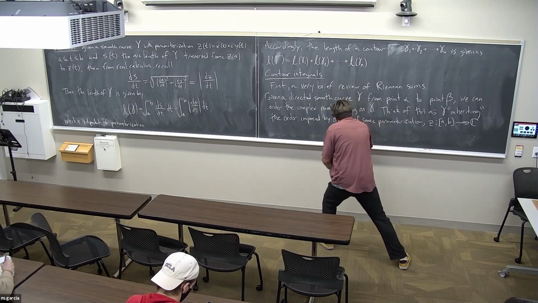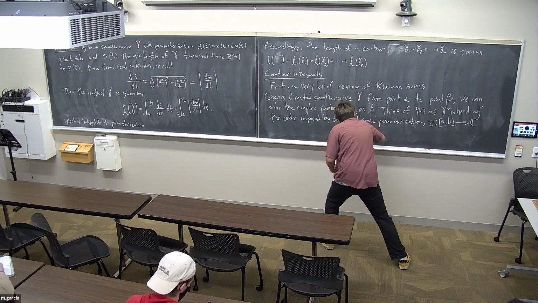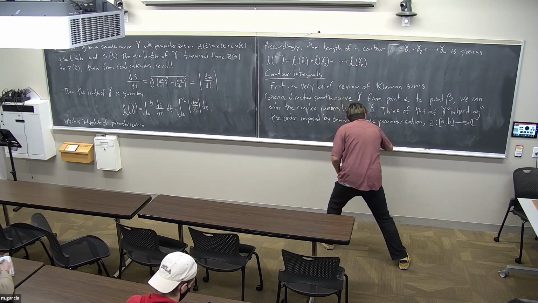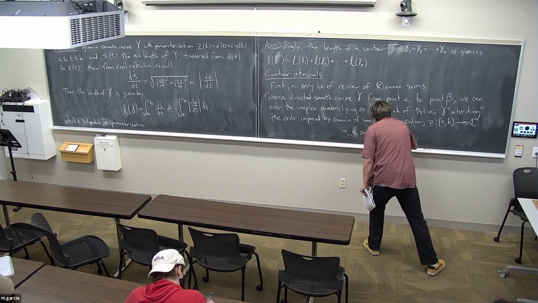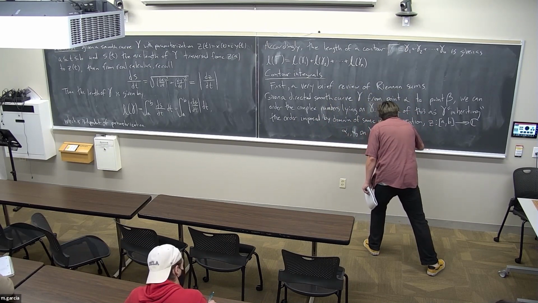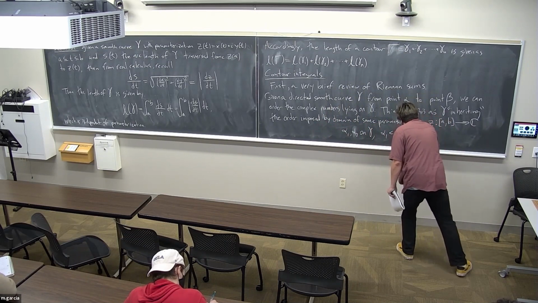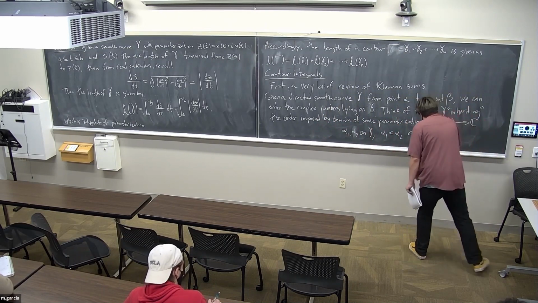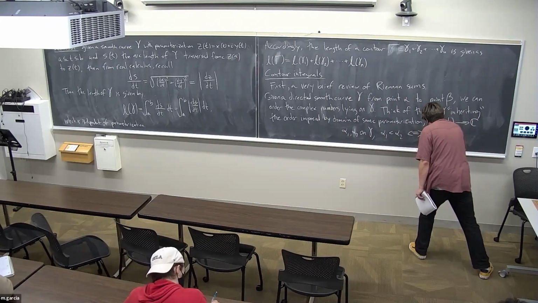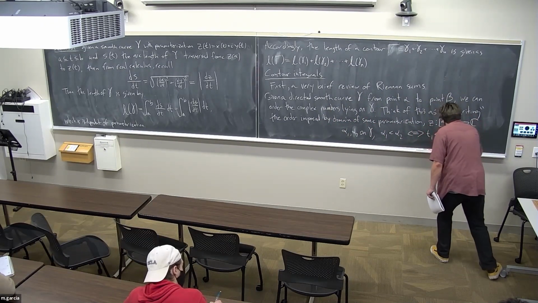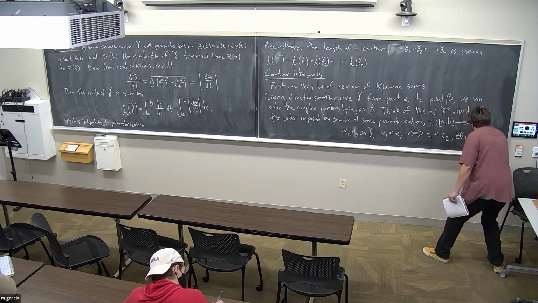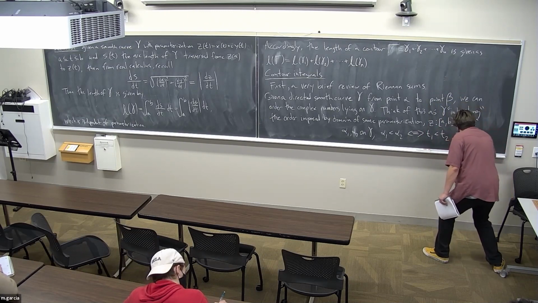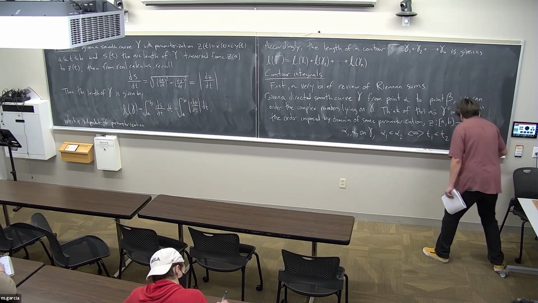Yeah, let's say alpha 1 and alpha 2 on the curve gamma. Then alpha 1 is strictly less than alpha 2 if and only if T1 is strictly less than T2, where Z of T1 is equal to alpha 1 and Z of T2 is equal to alpha 2, right?